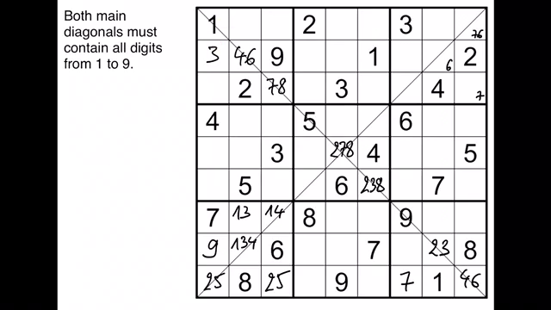On this column, we need 2, 5, 6, and 8. So this is 2 or 8. This is 2, 6 or 8. This is 5, 6 or 8.